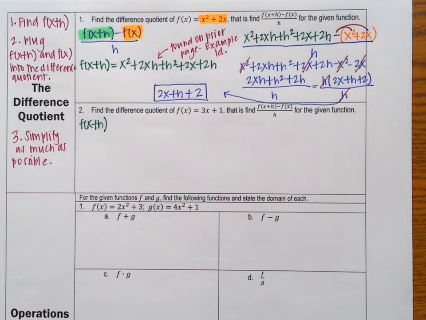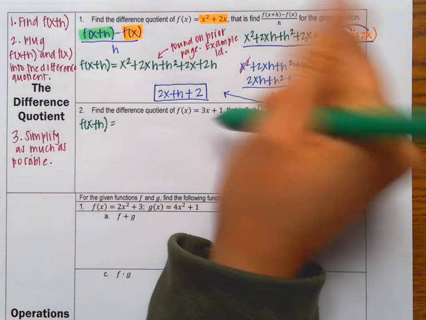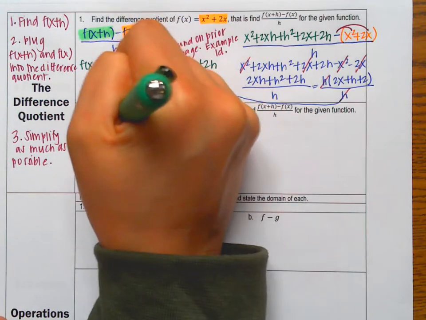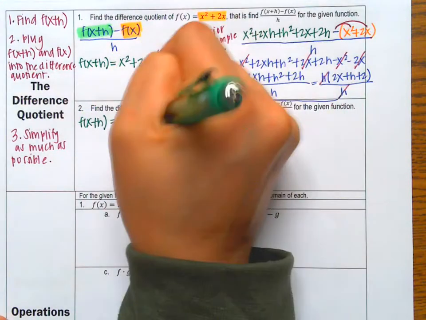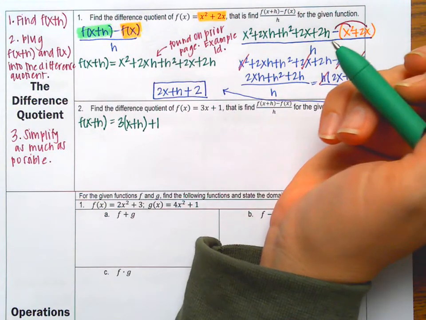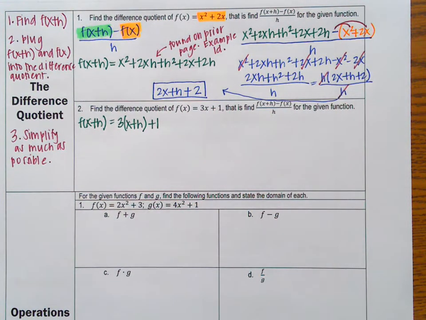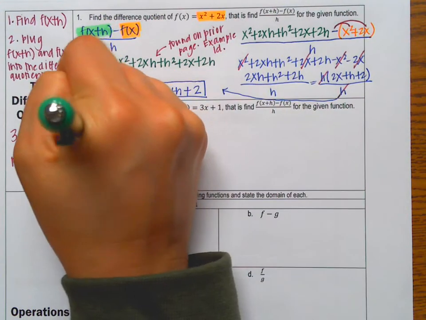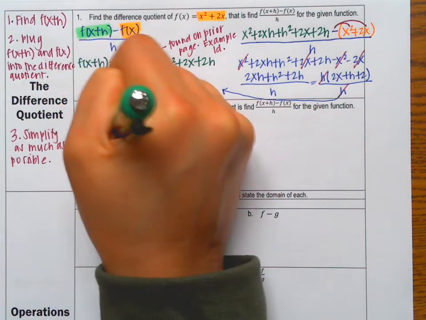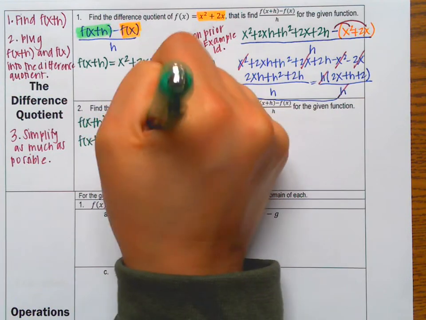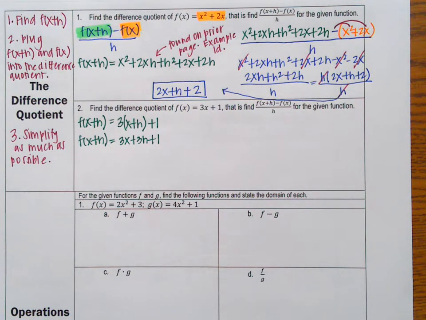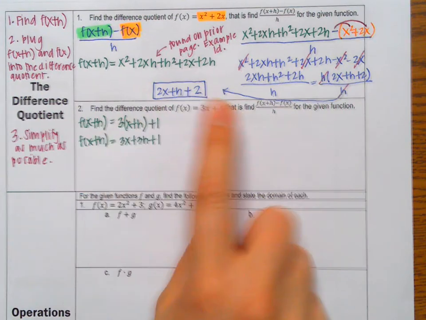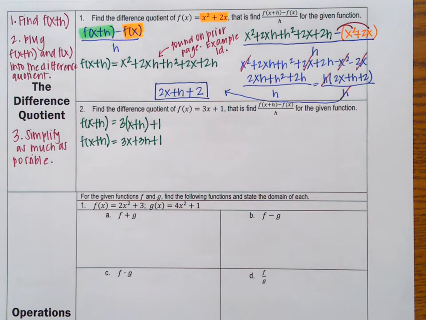Okay, so f of x plus h, remember that's just plugging in x plus h wherever there's an x. So 3, and instead of x, we're plugging in x plus h, plus 1. We do have to distribute that 3. So that would be f of x plus h equals 3x plus 3h plus 1. Now, there's nothing we can simplify there, so we just leave it as is. So I found f of x plus h. I have f of x, and now I can plug those in.